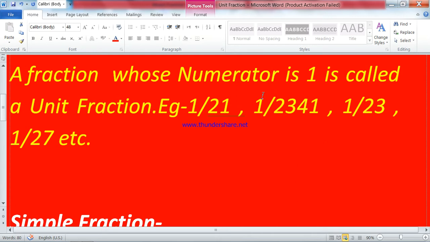Here also 1 is numerator, it is also a unit fraction. Here also 1 is numerator, it is also a unit fraction. Here also 1 is numerator, it is also a unit fraction.